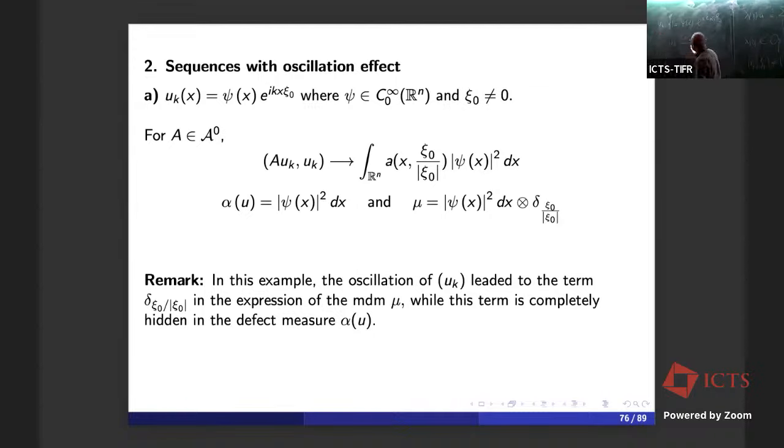Okay, clearly it converges weakly to zero in L2 because of this oscillating term. But if you consider the defect measures of UK for phi in C00, if you calculate phi UK in L2, the exponential will disappear completely. This is exactly phi, C2. So you see nothing. I mean, the principle responsible for the weak convergence to zero has disappeared. So there is a problem, really. Okay.